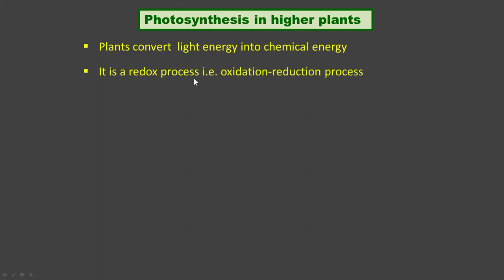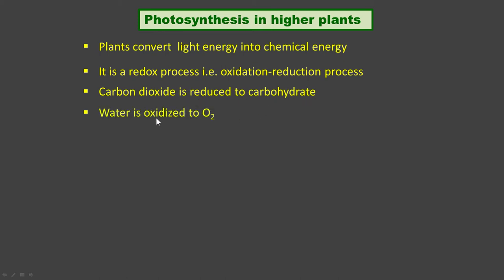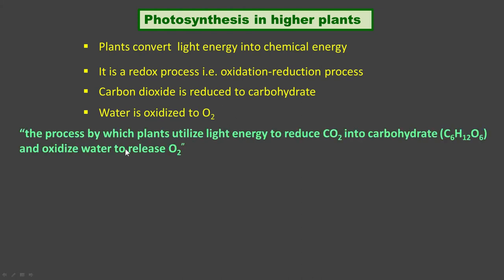In the previous slides we have seen the different reactions taking place in the process, which we can dissect into a few points. Plants convert light energy into chemical energy. It is a redox process, meaning an oxidation reduction process. Carbon dioxide is reduced to carbohydrate, and water is photooxidized to oxygen. Now we can frame our definition of photosynthesis using these points. The process by which plants utilize light energy to reduce atmospheric CO2 into carbohydrate and oxidize water to release oxygen is called photosynthesis.